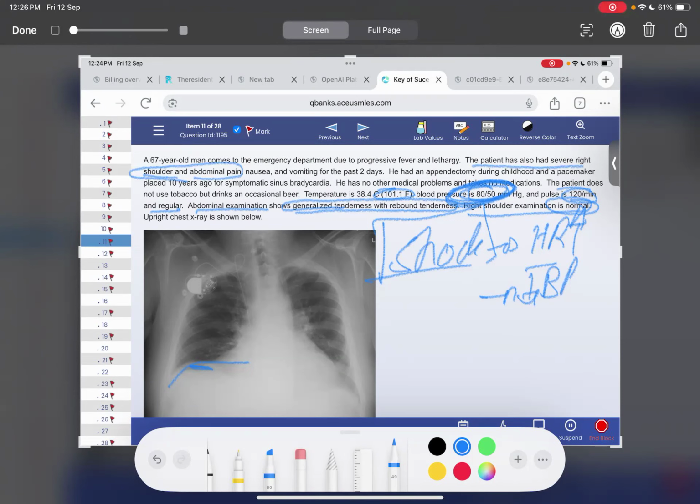So what is your diagnosis over here? That's actually an ulcer perforation. Perforation, right? And what about cholecystitis? The cholecystitis pain also refers to your shoulder.